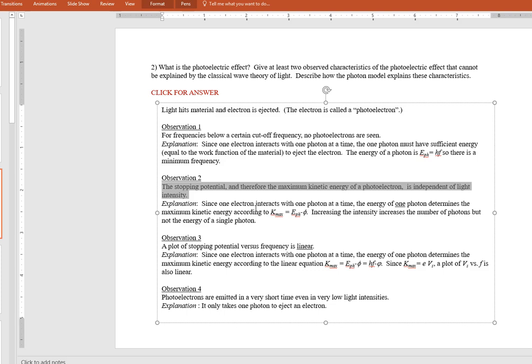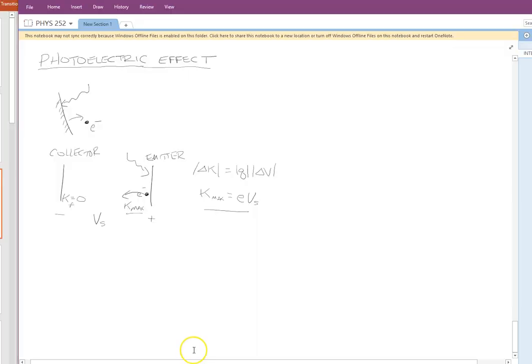So you're going to be measuring the stopping potential directly. Well, it turns out that is independent of light intensity. Now, that does not make sense in the wave model of light because, as we said before, if I crank up the intensity of this light, it seems like the electrons should be able to absorb more energy per unit time. So it seems like if I crank up this intensity, the maximum kinetic energy that an electron can have should increase. So if I crank up the intensity, I should be ejecting some electrons with more kinetic energy.